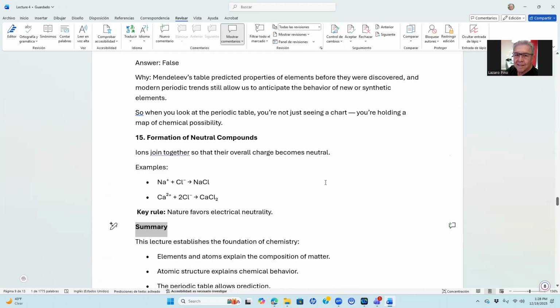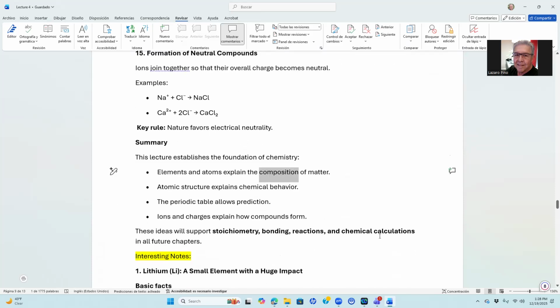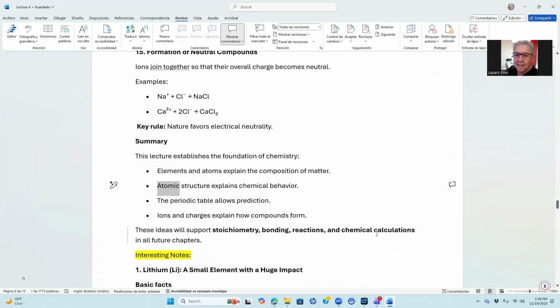Summary. This lecture establishes the foundation of chemistry. Elements and atoms explain the composition of matter. Atomic structure explains chemical behavior. The periodic table allows prediction. Ions and charges explain how compounds form. These ideas will support stoichiometry, bonding, reactions, and chemical calculations in all future chapters.